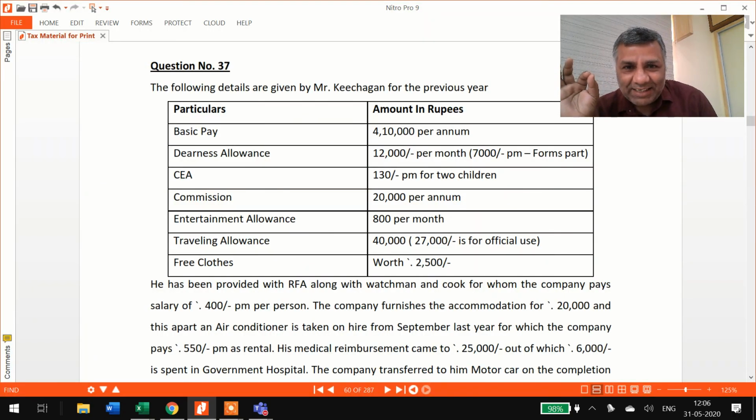Children education allowance is 130 per month for 2 children, not per child. How come all of you got 720 taxable? 130 per month for 2 children. Where did you read it as 130 per month per child for 2 children? 130 per month for 2 children, so per child it is 65 rupees, which is fully exempt. But you all taxed 720 rupees. Neela, I think you have not taken per month, you have just put 60.